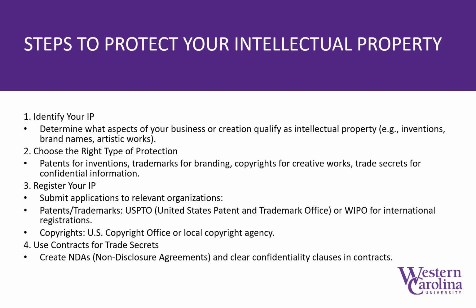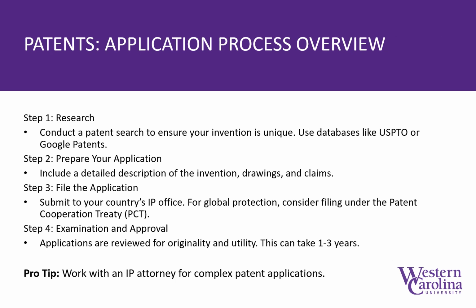Let's go a little bit deeper into the registration process for patents. Applying for a patent involves several steps. Research: make sure that your invention is actually unique by searching patent databases like the USPTO or Google Patents. Prepare your application with detailed descriptions, drawings, and claims. File your application with your national patent office or internationally with the Patent Cooperation Treaty. And examination: patent offices will review your application to ensure it meets legal requirements.